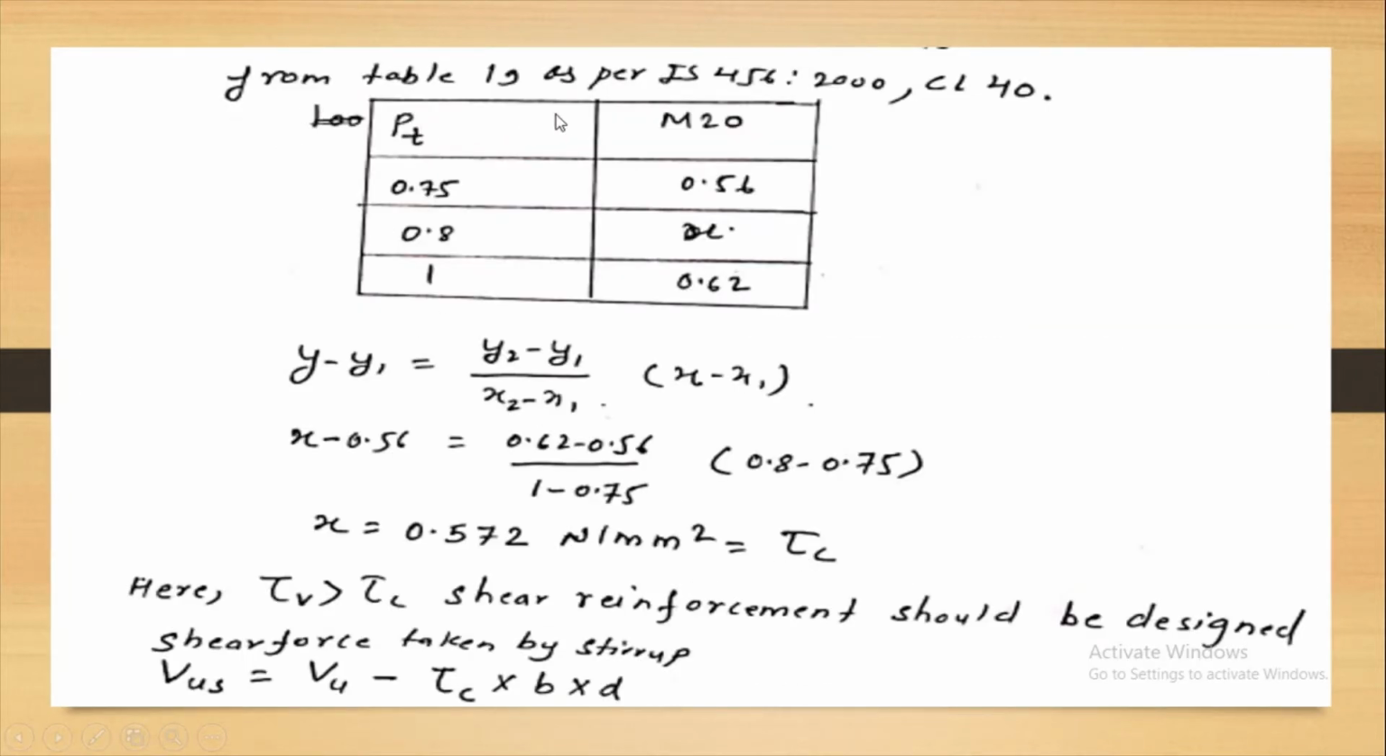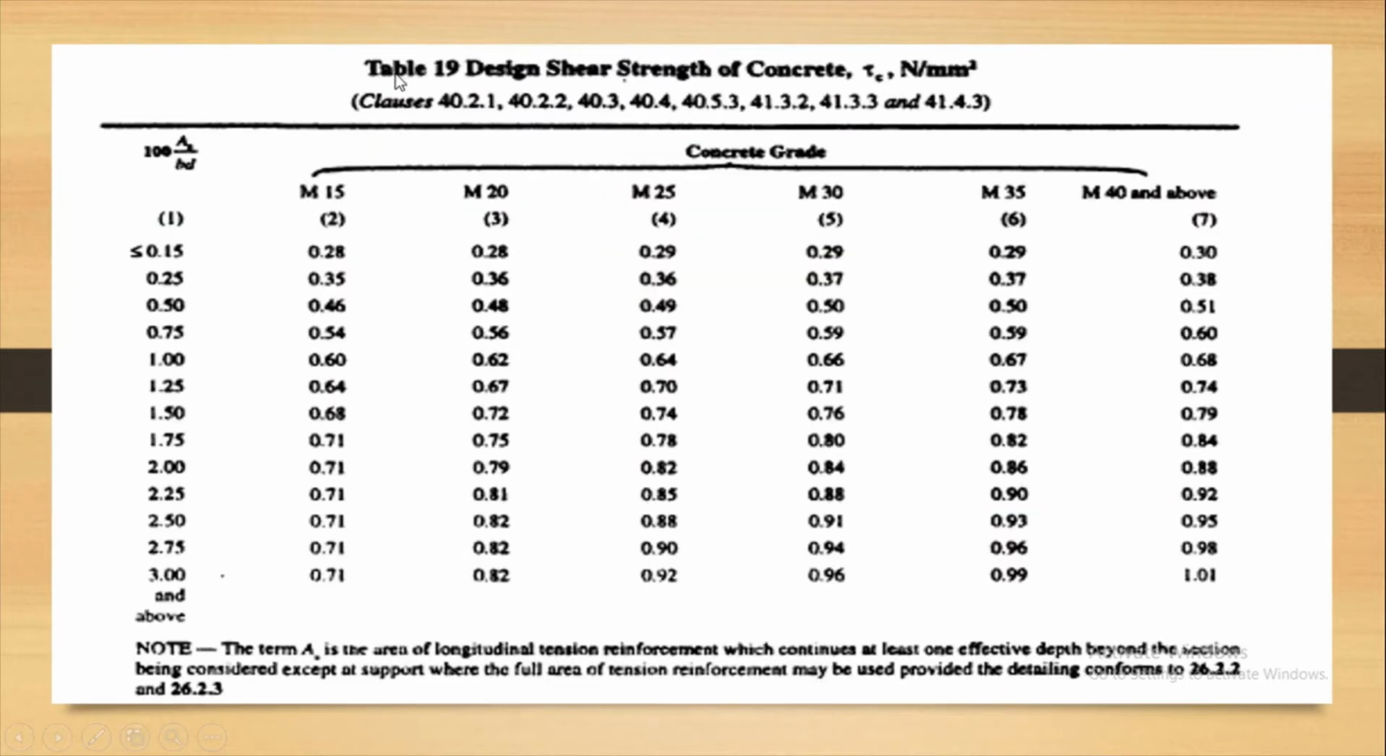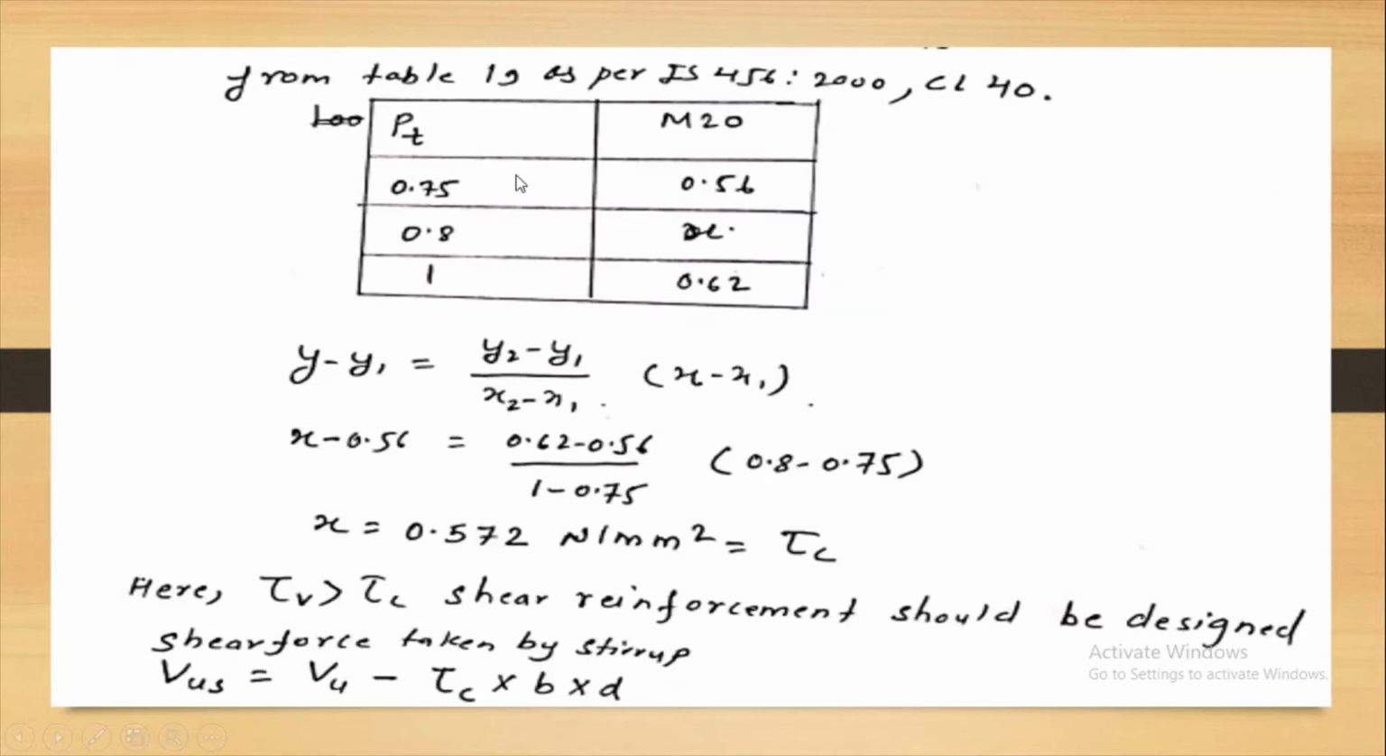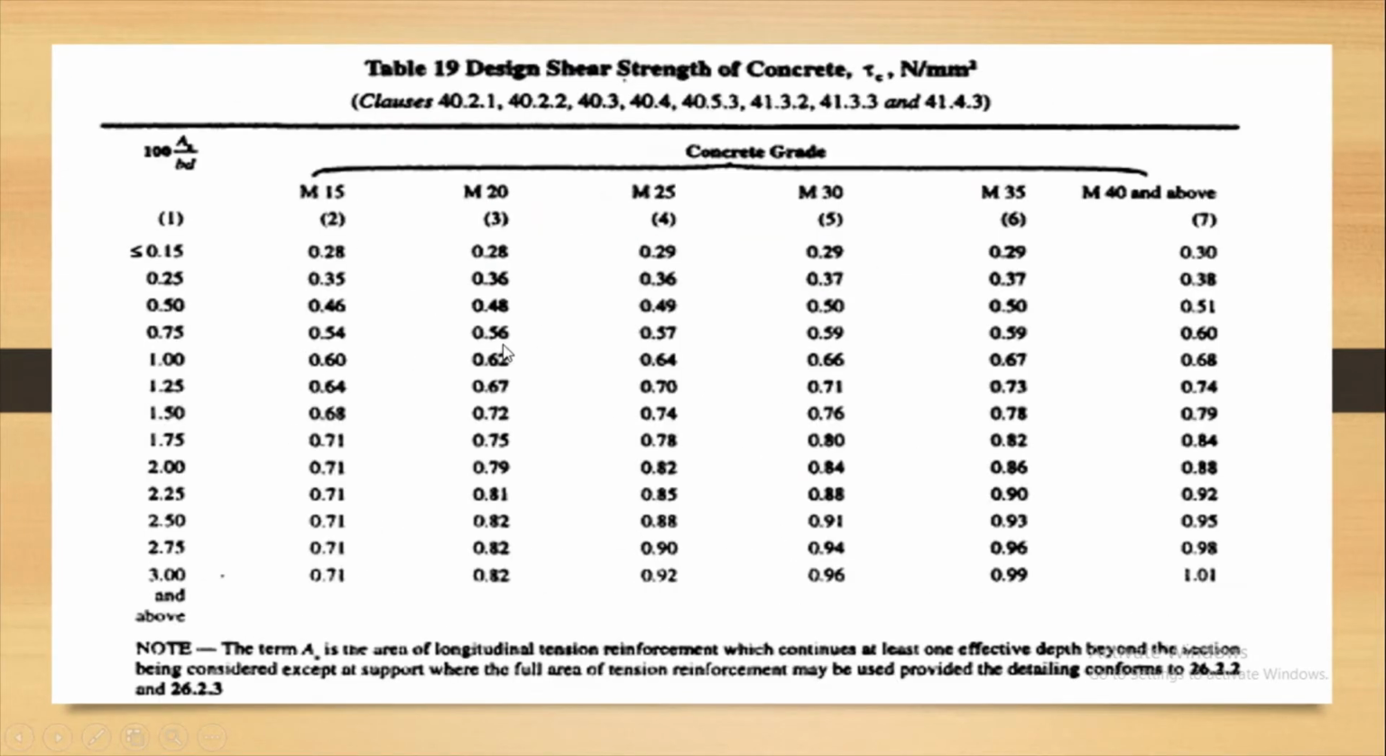Now from Table 19 as per IS 456 2000 clause 40, the design shear strength of concrete, which is represented by tau C. We have already calculated the percentage of reinforcement, which is 0.8 percent, so it lies in between 0.75 and 1 percent. For M20, the tau C shear strength of concrete lies in between 0.56 and 0.62. This is the data which we have taken from these tables.